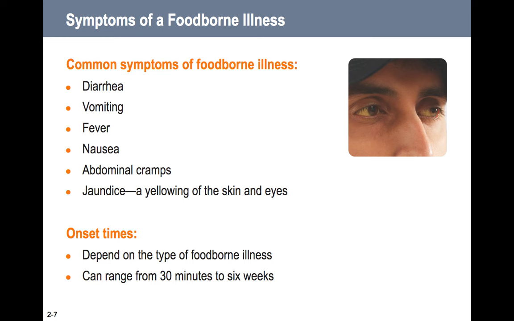Each of these symptoms can depend on the type of foodborne illness. You're not going to get all of these symptoms. Each disease has different symptoms, and we're going to take a look at those. And these symptoms can range from 30 minutes to 6 weeks. So depending on the pathogen, you could be experiencing them for a short amount of time or an extended, prolonged amount of time.